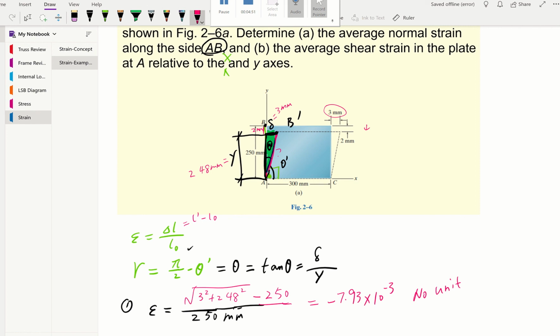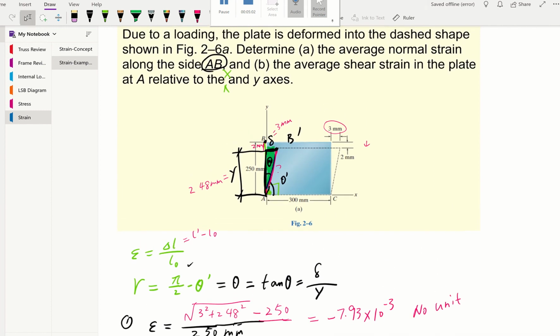And we have a negative value, which means what? Instead of lengthening, elongating, it's actually shortening, contracting. So it's a negative value. So that's our epsilon. We finished answering the normal strain. We're done with that. Now we're going to figure out the shear strain.